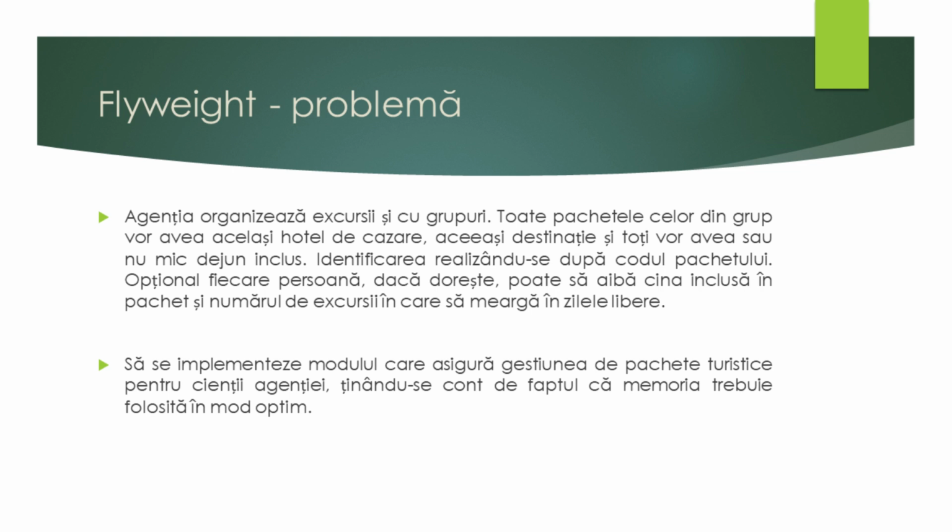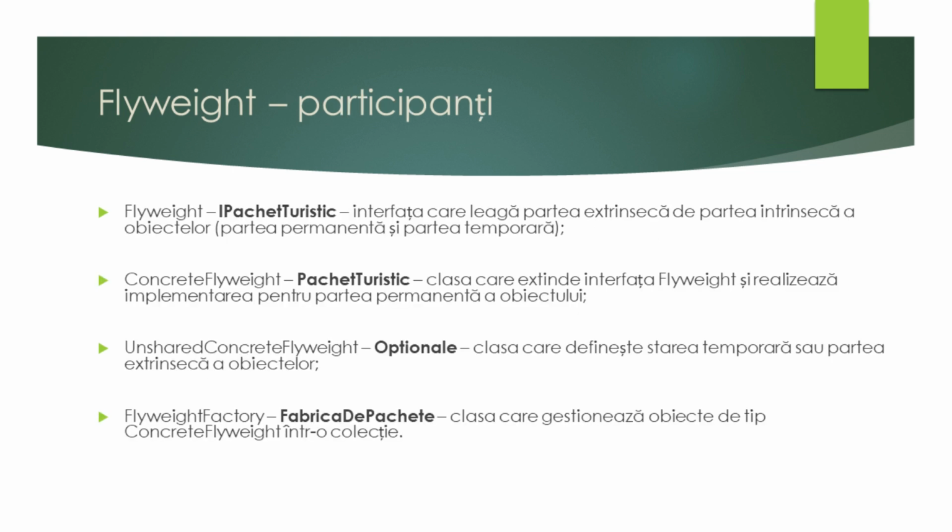Well, the core idea is to split up an object's state into two parts. The shared stuff, which is called the intrinsic state, and the unique stuff, the extrinsic state. So the intrinsic state would be like the hotel, the destination, the package code, all those things that are the same for everyone in the group. And the extrinsic state would be things like dinner choice, the number of excursions, the stuff that's unique to each traveler. And the brilliance of Flyweight is that it lets you share and reuse that intrinsic state instead of storing it over and over again for each person.